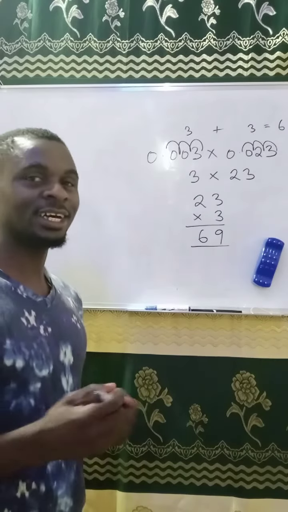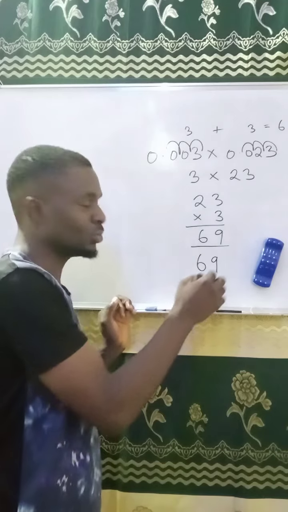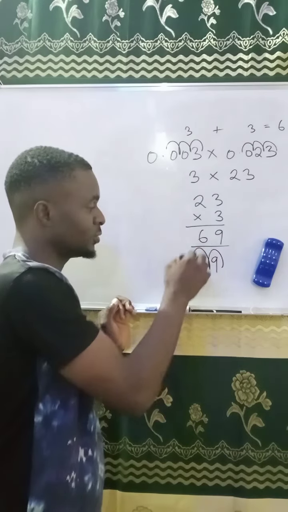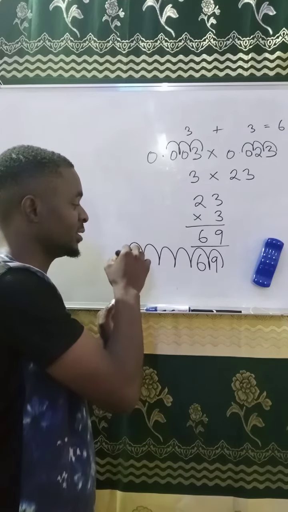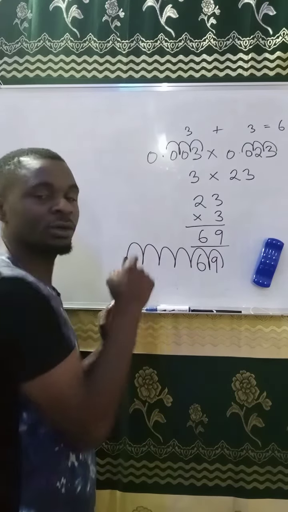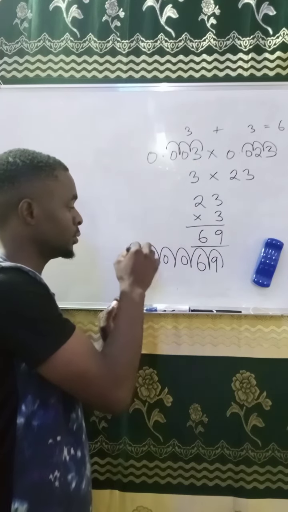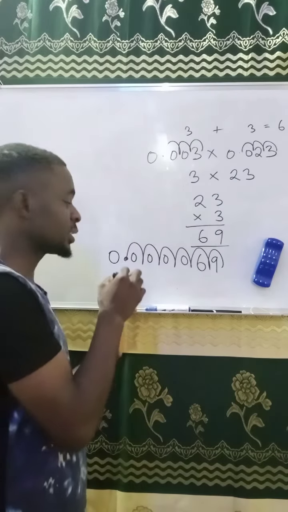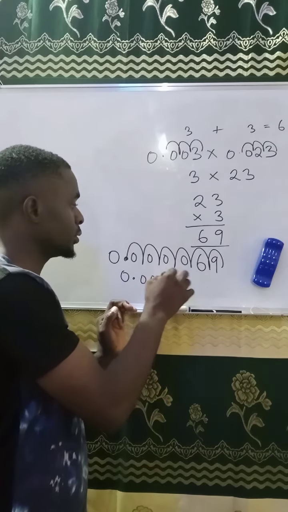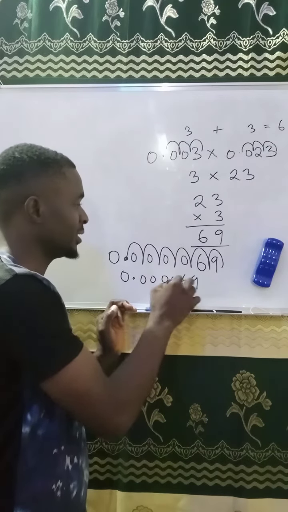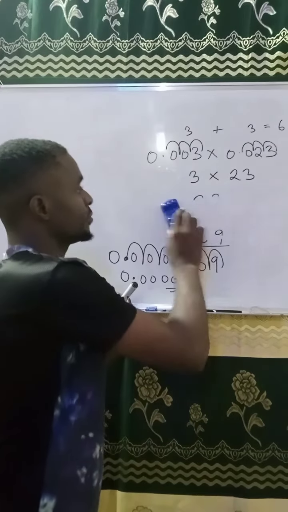Now let's count it together. Let's go. 1, 2, go. 1, 2, 3, 4, 5, 6. Now these spaces we are going to fill them up with 0, 0, 0, 0, 0, and 0. So your answer becomes 0.000069. Are you there? I hope you understand this.